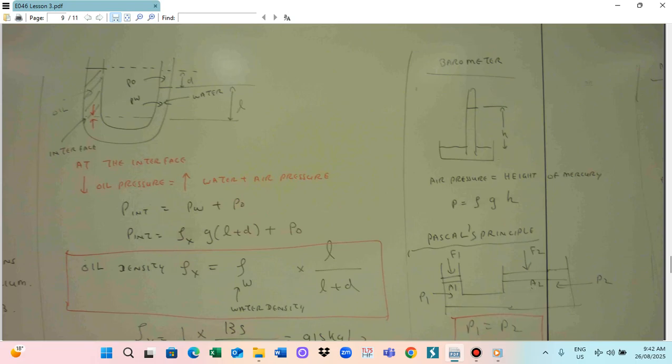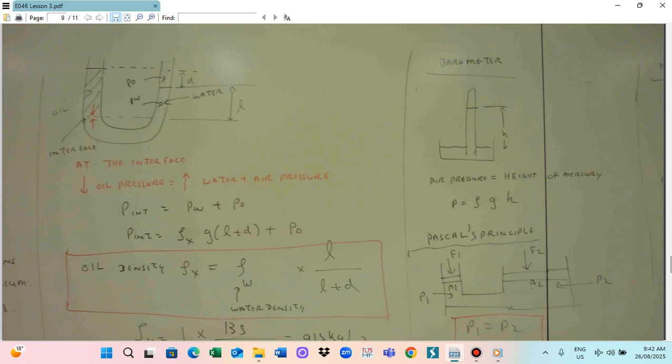This is what we can calculate for the interface here. The oil, and this is the water. So this is the interface Y. At interface Y, this pressure of the oil is downward, and this pressure of the water and the air is outward. So this is the downward pressure of the oil, and the outward pressure is the water pressure plus the air pressure.